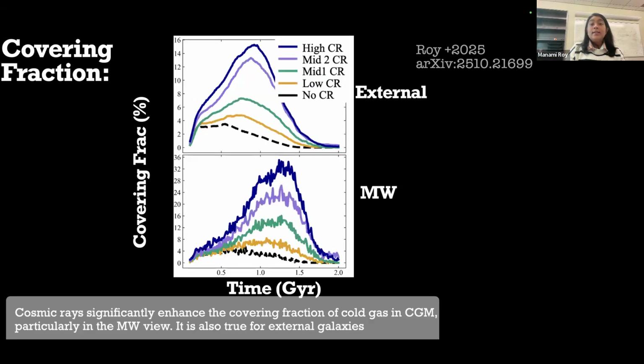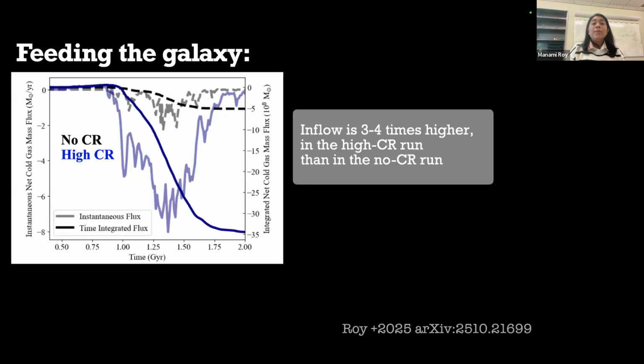Now, of course, with increased amount of cosmic ray, you can systematically see the increased amount of covering fraction, of course, with the same effect that it is making the cloud bigger and survive more. Now, let's go back to the question of whether these clouds, this cold gas which is surviving there, can feed the galaxy?